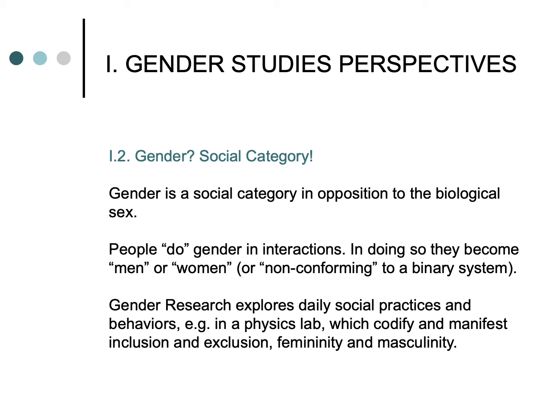With this understanding of gender as a social category, gender research explores daily social practices and behaviors. So for example, if you do gender research in physics, you can study in a physics lab how social practices and behaviors codify and manifest inclusion and exclusion, femininity and masculinity.